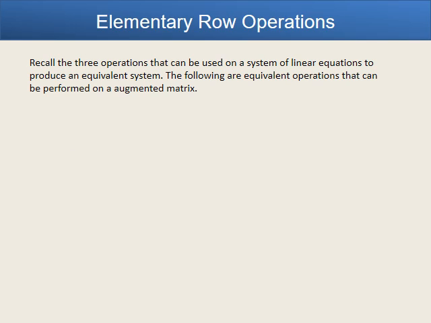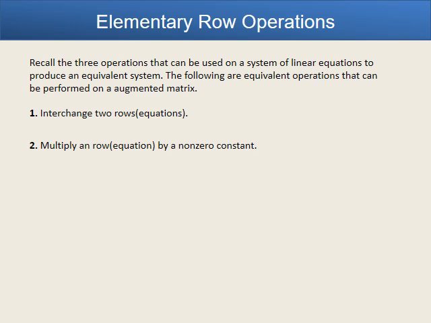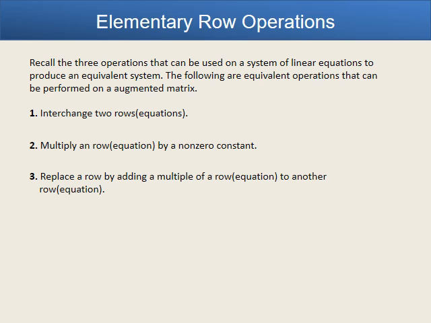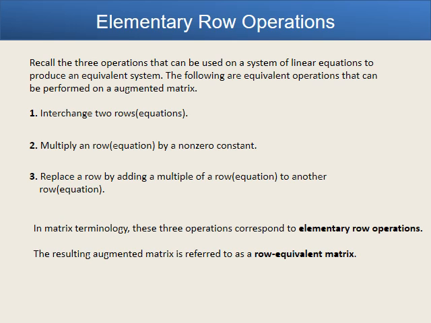Elementary row operations. Recall the 3 operations that can be used on a system of linear equations to produce an equivalent system. The following are equivalent operations that can be performed on an augmented matrix. First, you can interchange 2 rows. Second, you can multiply a row by a non-zero constant. Third, you can replace a row by adding a multiple of a row to another row. In matrix terminology, these 3 operations correspond to elementary row operations. The resulting augmented matrix is referred to as a row equivalent matrix.